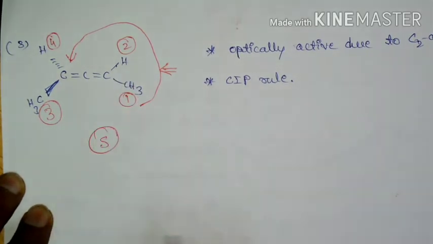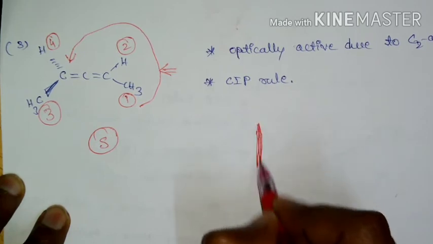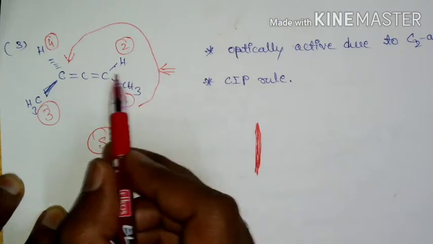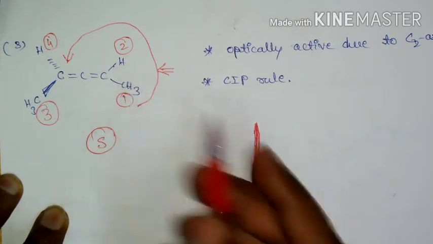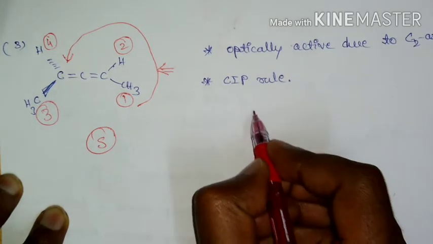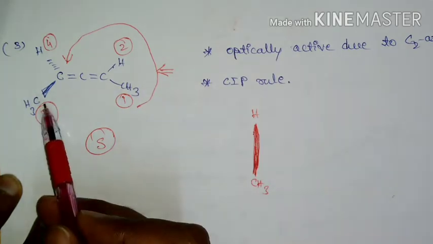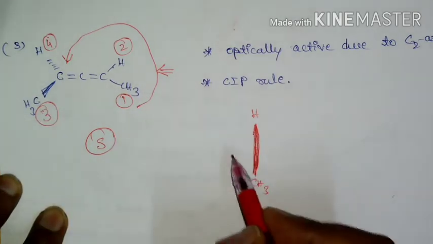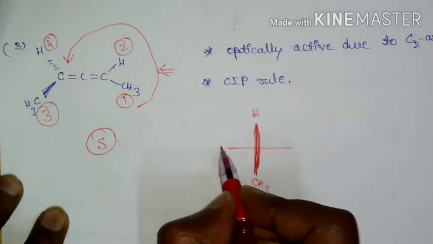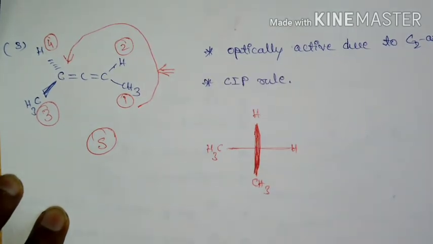these two bonds are in the plane. So now, from whichever side I am viewing, I need to consider it as a thick bond. Means I am viewing from this side. So these are in the plane. So CH3 will be at the bottom and H will be on top. Now if I am viewing from this side, this CH3 will come to the left side, which means I need to write it in the thin bond. So CH3 will be on the left side and H will be on the right side.